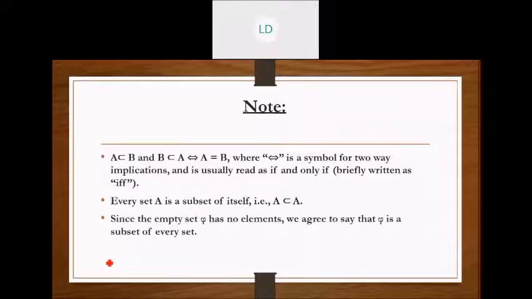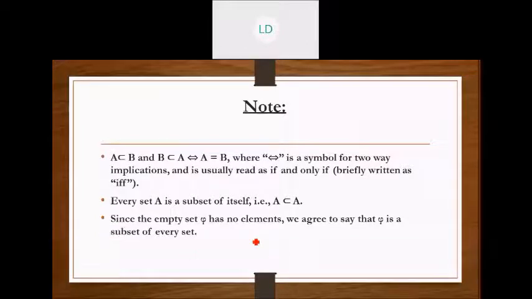Next, empty set. Since the empty set has no elements, we agree to say that phi is a subset of every set. So I can say like this: the empty set is there in every set because we can have nothing in everything. If I give an example of a balloon, before you blow a balloon, there is nothing in this. After you blow a balloon, there is air. So first there was nothing. After that, air is there. So what we can say? There is the empty set in every set.